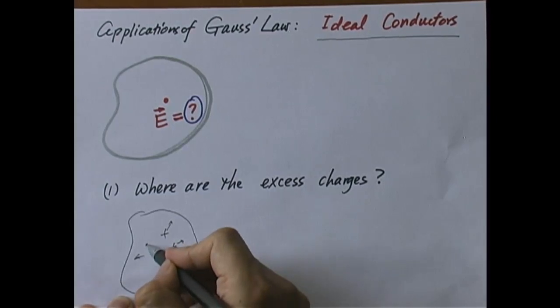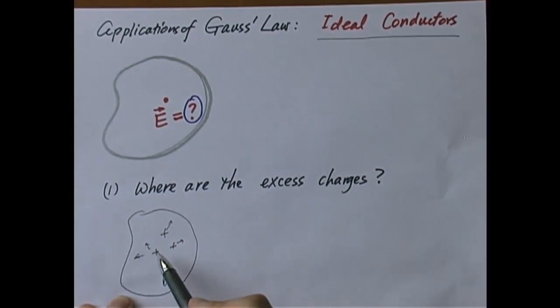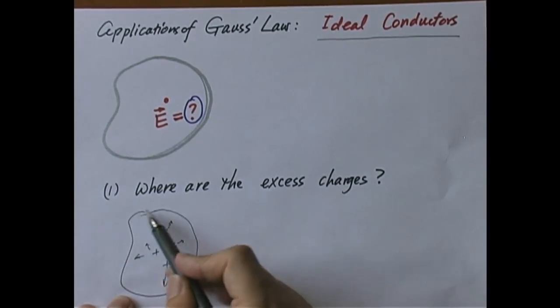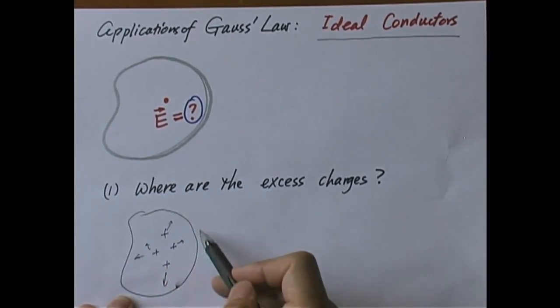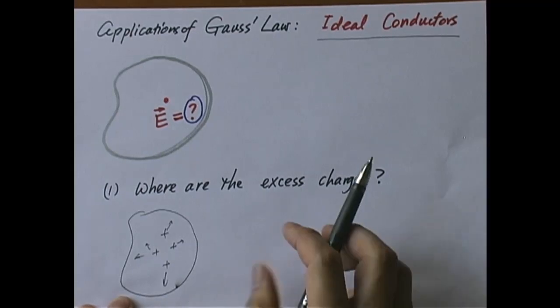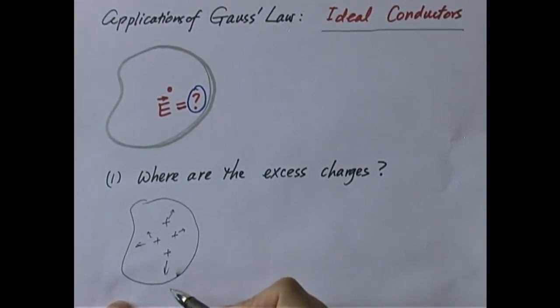So they try to move. Being an ideal conductor, these charges will experience no resistance to keep on moving until what? They're being stopped by the boundary of the conductor. They've got no place to go, so where do they end up? Well, they end up on the surface of the conductor, right?